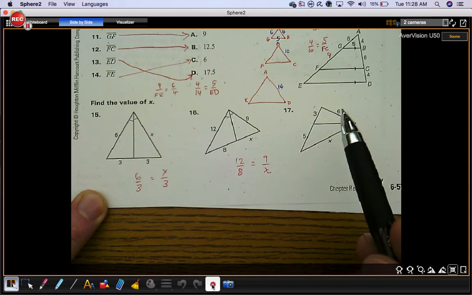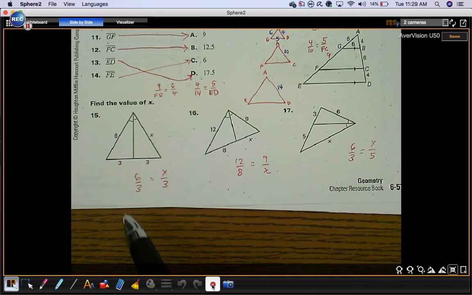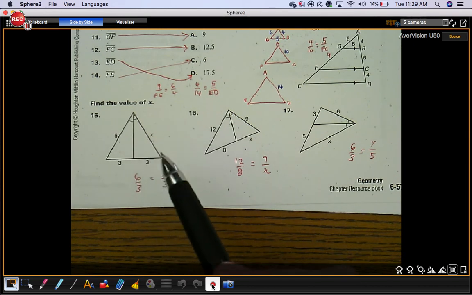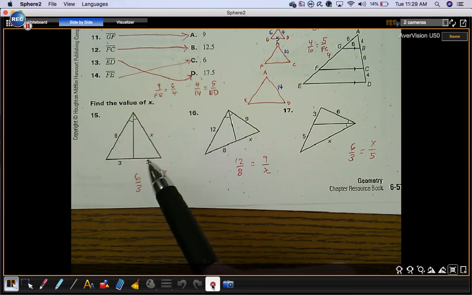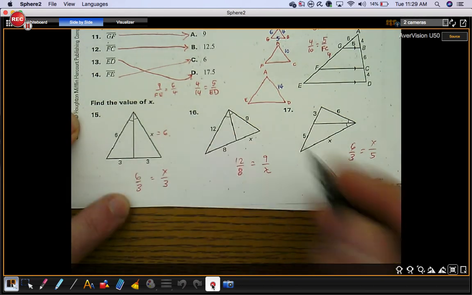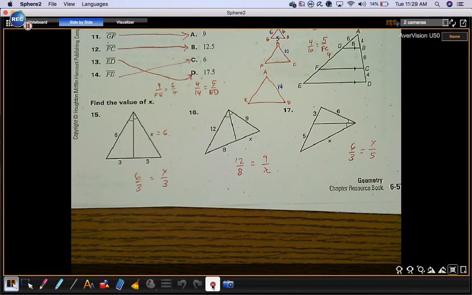Same kind of thing over here. 6 to 3 is going to equal x to 5. Write a ratio of one of the sides that's getting split with the side that it touches. 6 to 3. Here's a side. Here's the side that's getting split. Okay, so 6 times 3 is 18. 18 divided by 3 is 6. 8 times 9 is 72. 72 divided by 12. That'll be your answer. And that gives you 6.